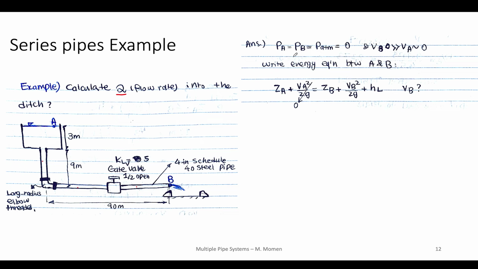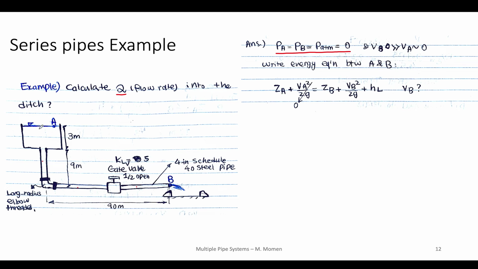Okay, so the first things that we can learn from this problem is P at A, pressure at A, equals the atmospheric pressure, because it is in the vicinity of the atmosphere. And also P at B, pressure at B, also equals the atmospheric pressure, because it's in the vicinity of the atmosphere. So if we measure based on the gauge pressure, we can assume that PA equals PB equals P atmosphere equals 0.